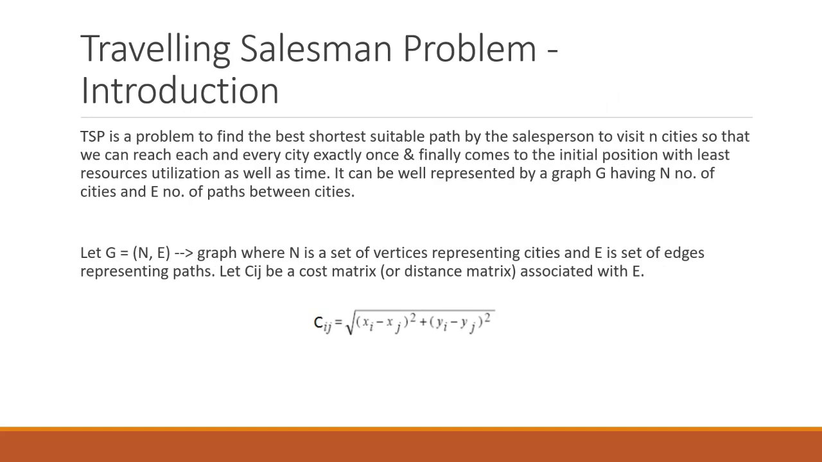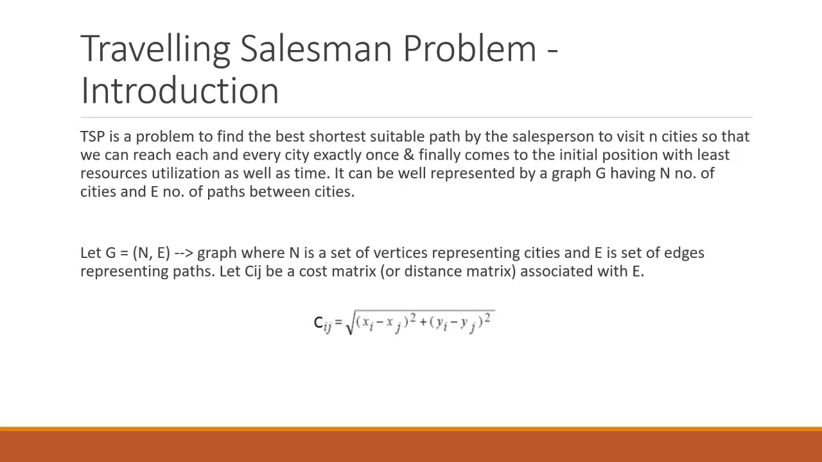Hello everyone, I'm going to talk about the traveling salesman problem. Let's get into it. The traveling salesman problem is a problem to find the best, shortest suitable path for a salesperson such that they visit n cities, reach each and every city exactly once, and finally come back to the initial position, and we want to find the shortest path using the least amount of time.